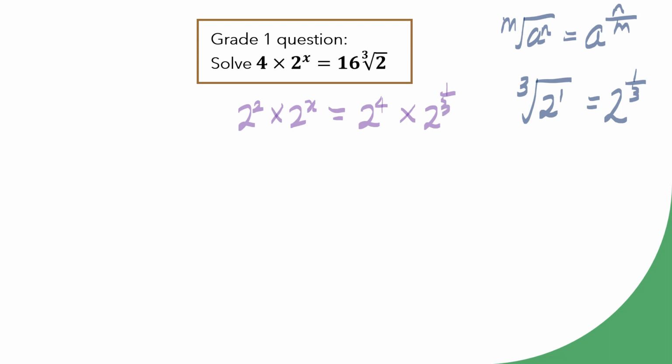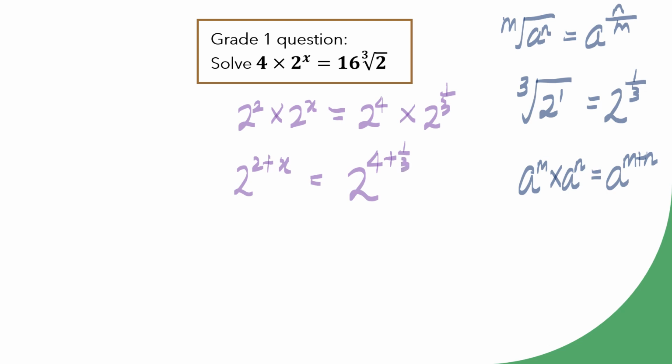Like what I've mentioned earlier, exponential functions are very closely related to the rules of indices that you have learned. Here we're going to apply this rule, where you have the same base, and if it's multiplication in the middle, you just add the powers. So we will get 2 to the power of 2 plus x, and on the right hand side will be 2 to the power of 4 plus 1/3. Since we have the same base on both sides, of course the powers would be the same. 4 plus 1/3 is 4 and 1/3.